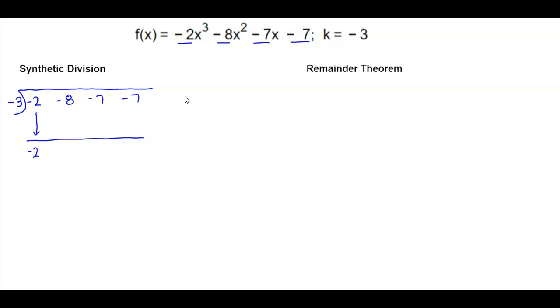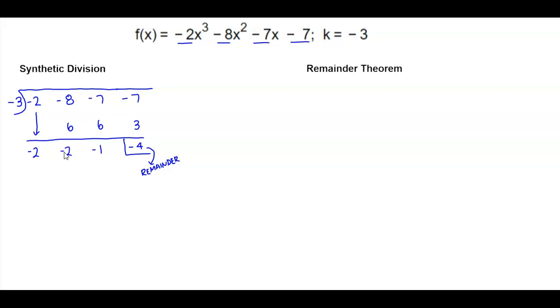And we're going to multiply negative 3 times negative 2 gives us positive 6. And then negative 8 plus 6 is going to give us negative 2. Negative 3 times negative 2 is going to give us positive 6. Negative 7 plus 6 is negative 1. Negative 3 times negative 1 is positive 3. And negative 7 plus 3 is going to give us negative 4. And therefore, that's going to represent our remainder. So there's the remainder, and that's by using synthetic division.